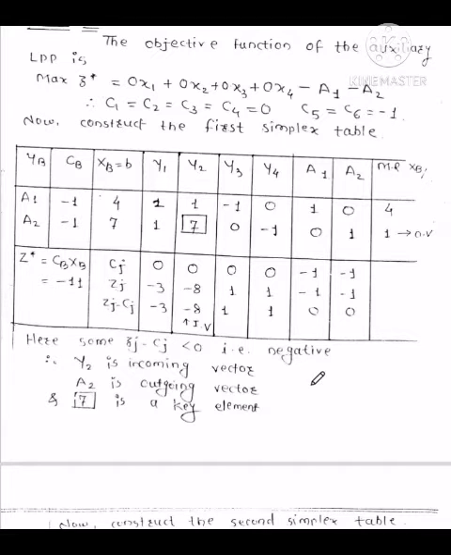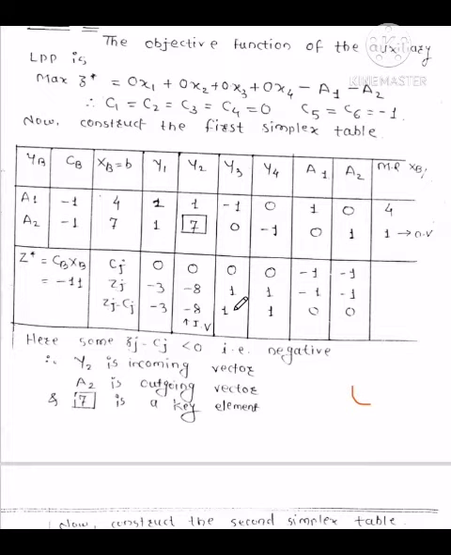Now zj, what is the formula of zj? cb into yj. z1 means cb into y1, so minus 1 into 2, that is minus 2, plus minus 1 into 1, that is minus 1, so minus 2 minus 1 is minus 3. Similarly we find z2 means cb into y2, minus 1 into 1, that is minus 1, plus minus 1 into 7, that is minus 7, so minus 1 minus 7 is minus 8.